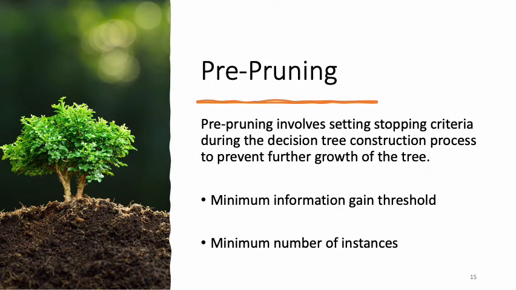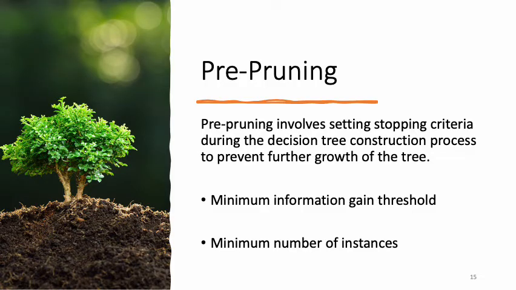Pre-pruning involves setting stopping criteria during the decision tree construction process to prevent further growth of the tree. The first approach is using a minimum information gain threshold. If the information gain at a node is below a certain threshold, the node is not split further. This threshold is usually determined experimentally and prevents further branching when the information gain is insufficient.